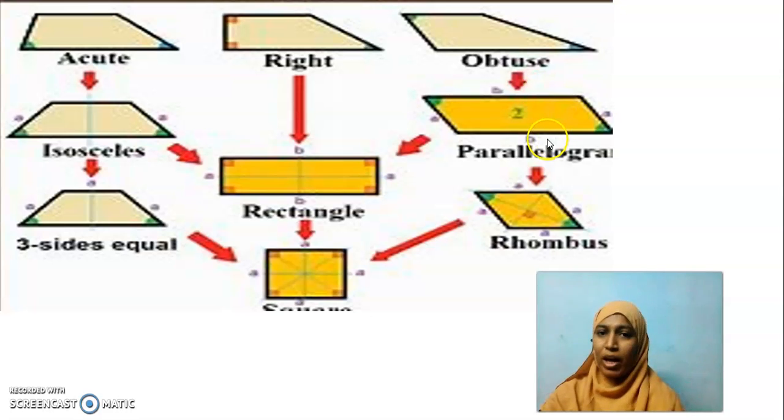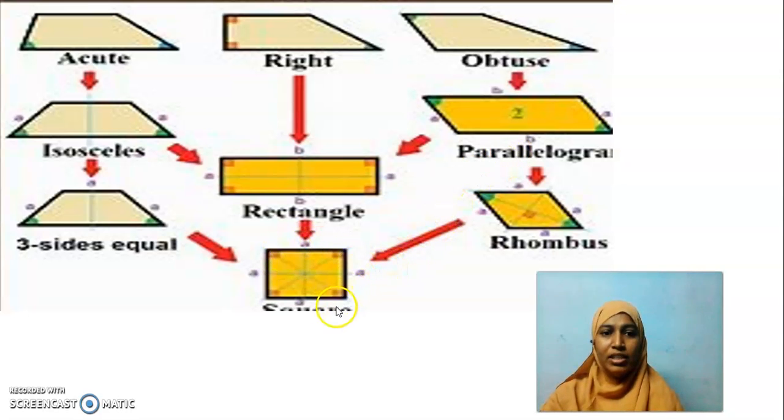Okay, now when we come to this parallelogram, every parallelogram is an obtuse trapezium. See here, if I make these two opposite sides equal, it becomes a parallelogram. If I make the obtuse trapezium's parallel sides equal, then it becomes a parallelogram. So every parallelogram is an obtuse trapezium. Every rectangle is a right trapezium as well as a parallelogram. Here, from this I can say a rhombus is also a parallelogram.